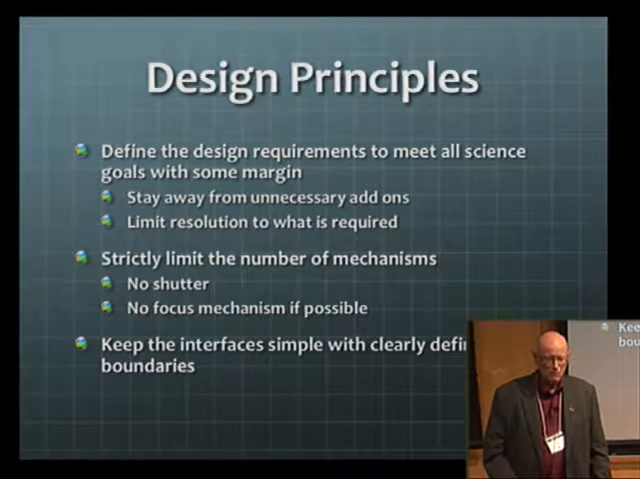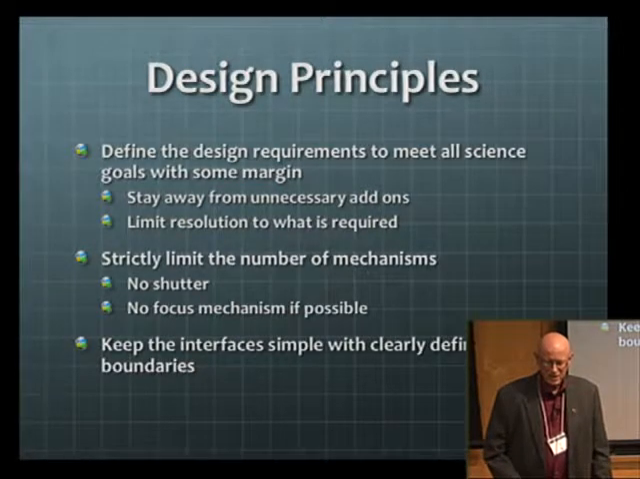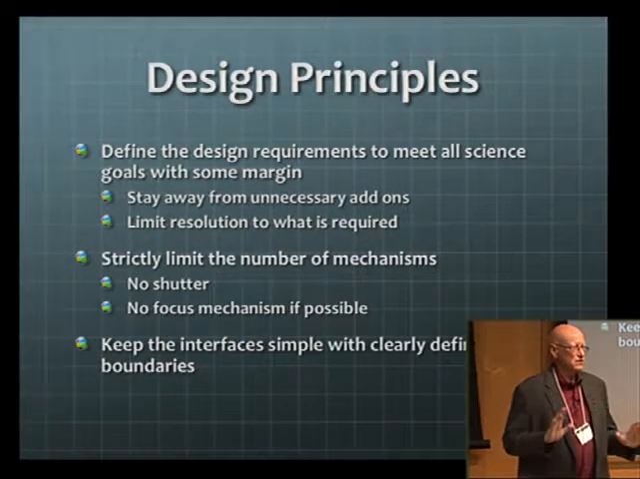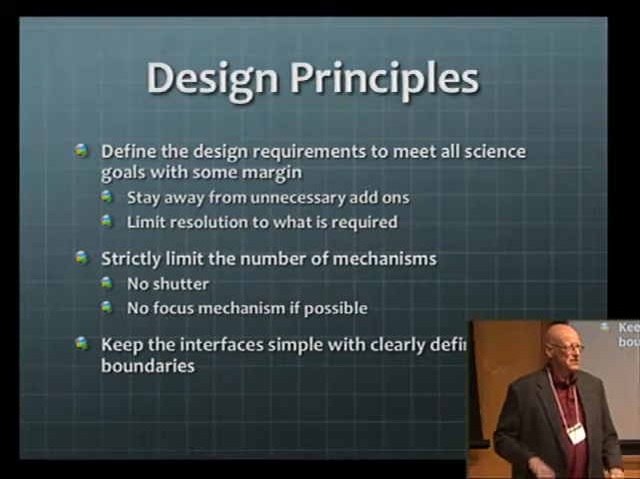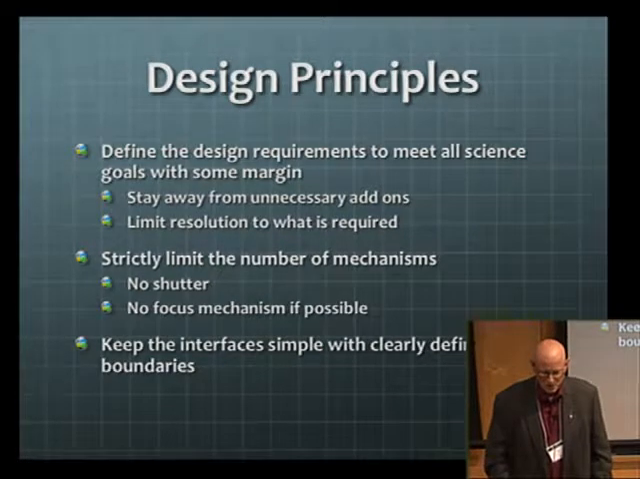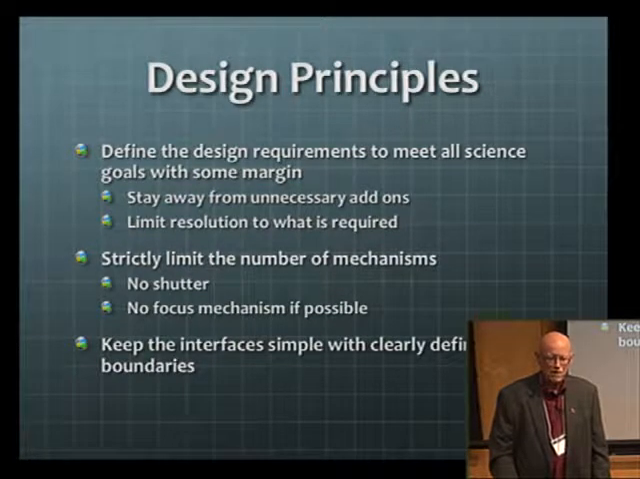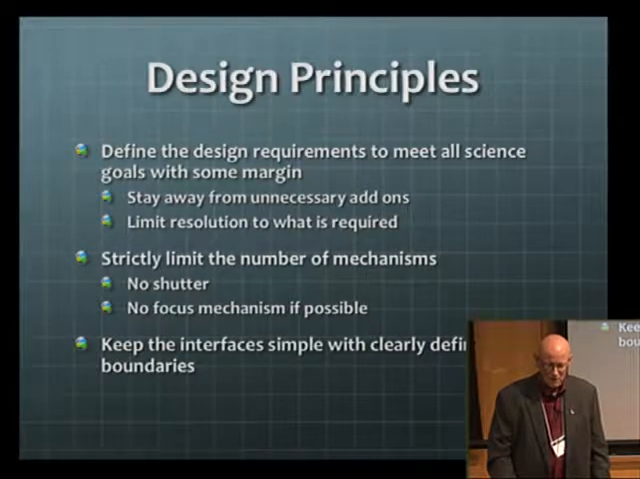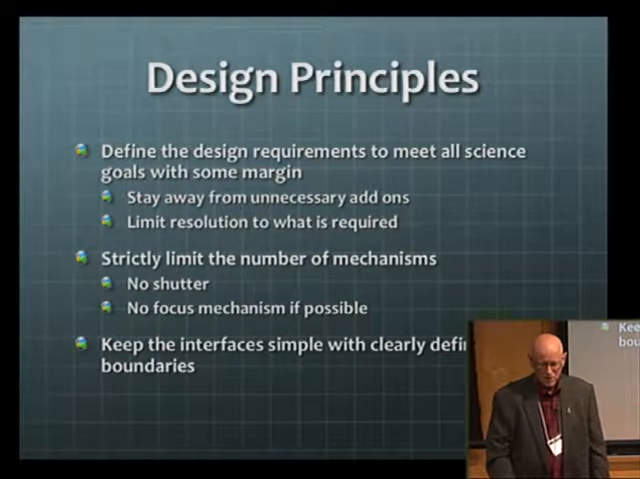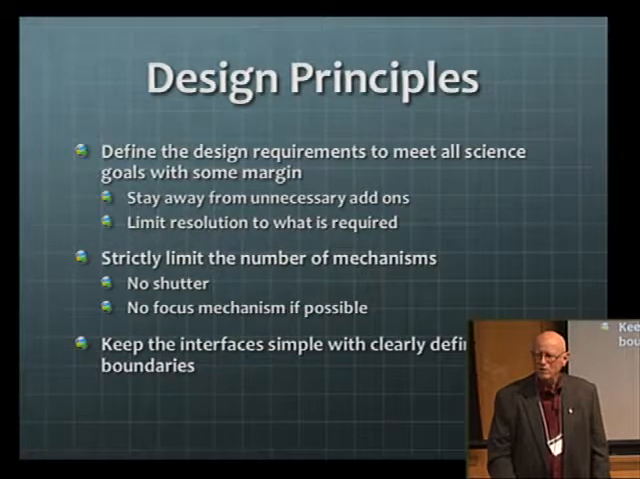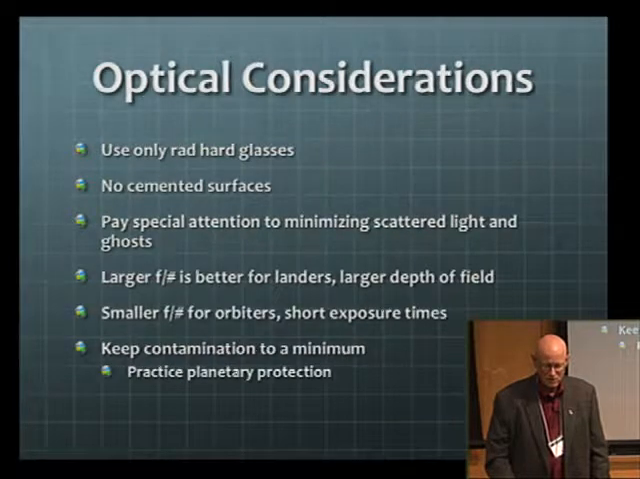So you have to define exactly what your requirements are, and then you have to stay away from any add-ons to those requirements. No high definition, or no high dynamic range, none of these things that you get in a commercial camera. We stay away from all those things as much as possible. We stay away from mechanisms because they tend to fail in space. We don't have shutters. We don't have focus mechanisms if we can help it. And we have very simple interfaces with the spacecraft and with other things that we have to interface with.